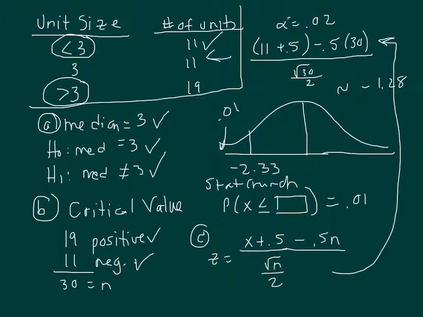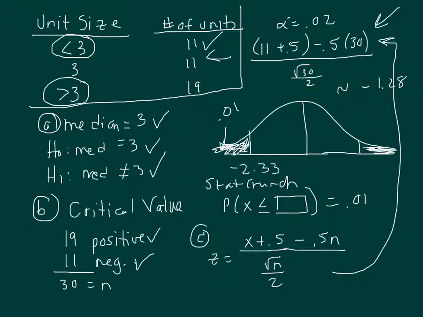To find your critical value, you're going to use the normal distribution calculator. I can't show that here, but they tell you alpha is 0.02, and we have a two-tailed test. So that means there's 0.01 here as well as 0.01 probability up here.